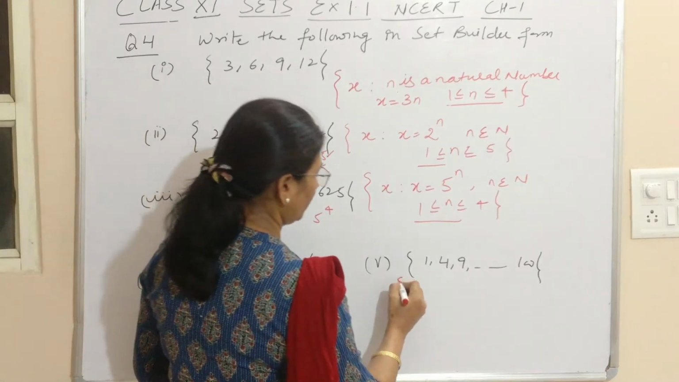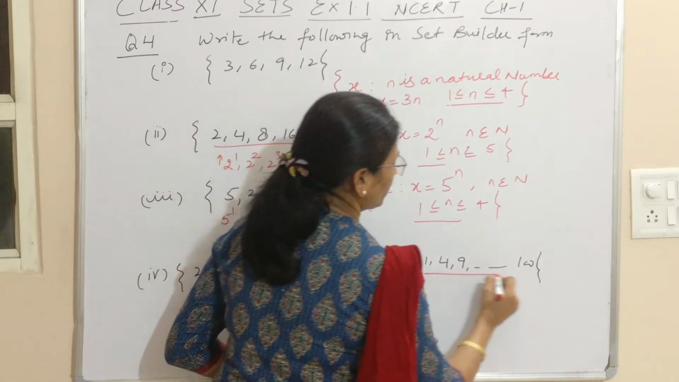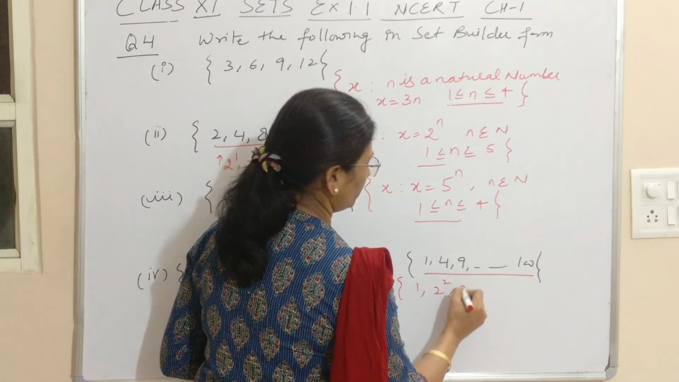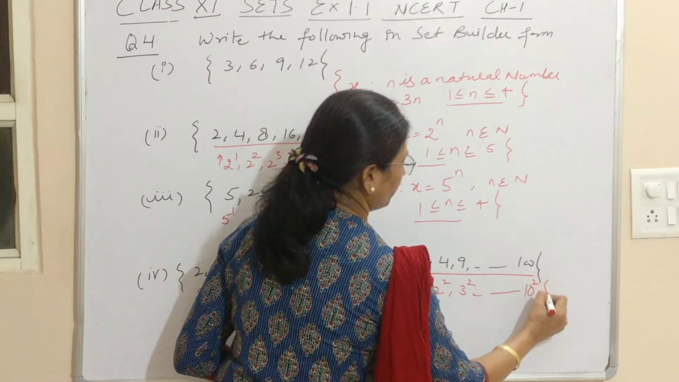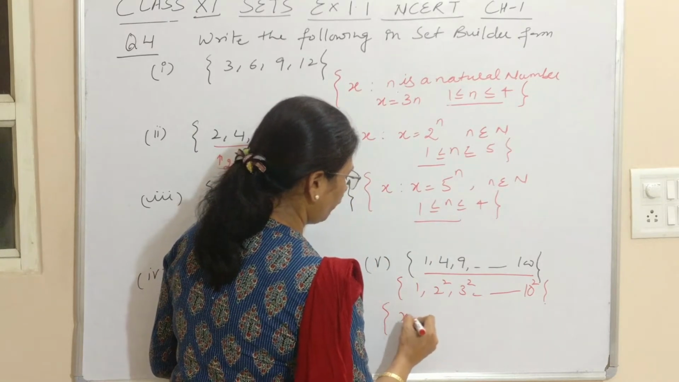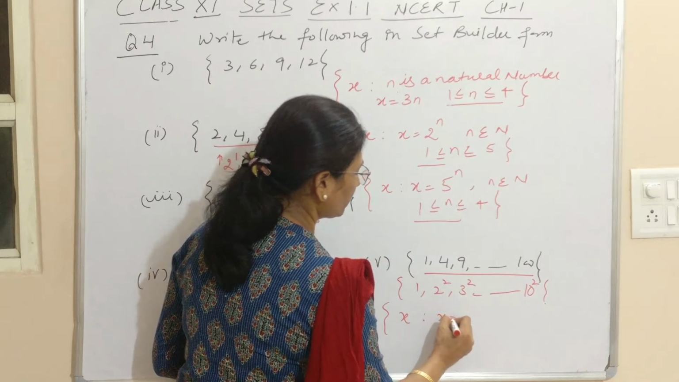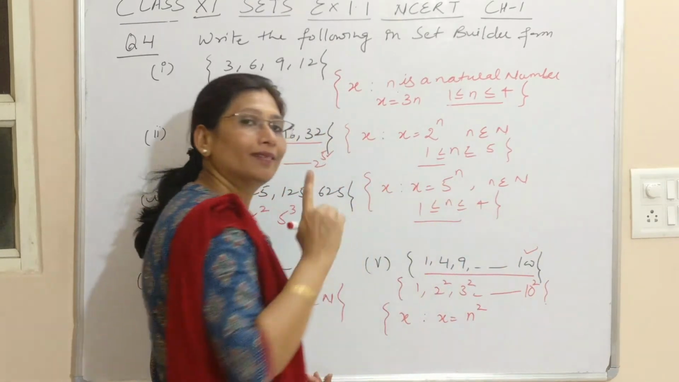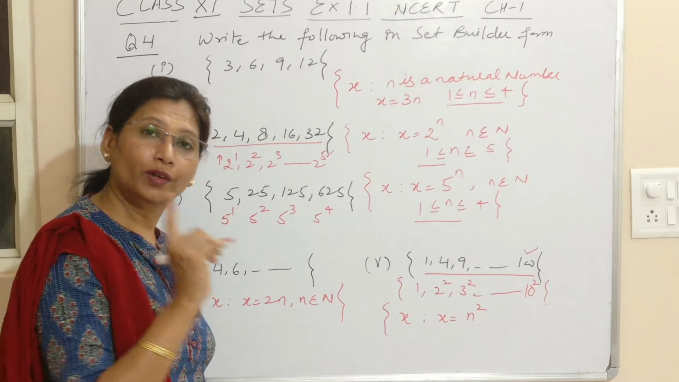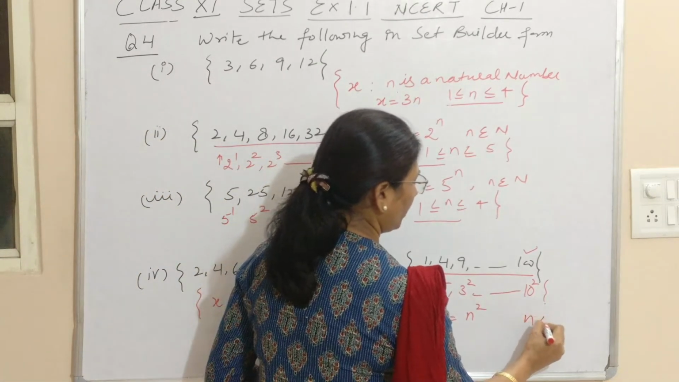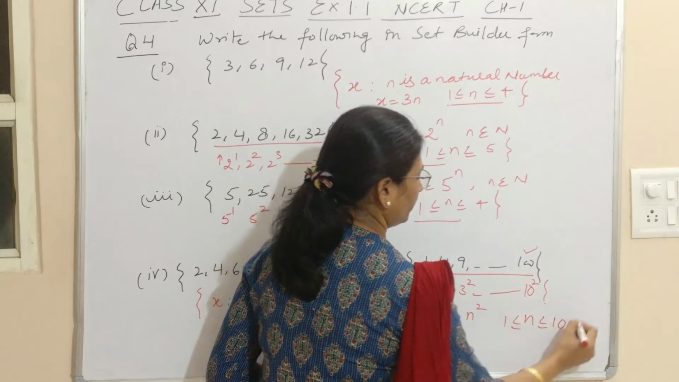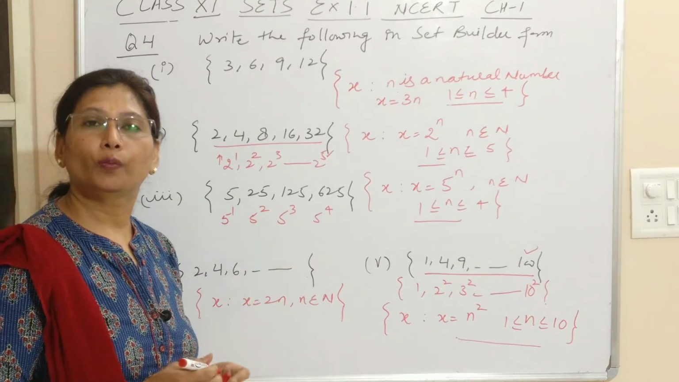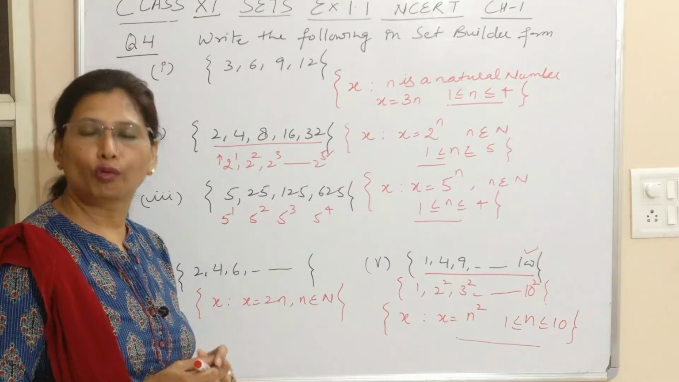So here, if you notice, these all are the squares. This is 2 square, 3 square, and the last is 10 square. So the set builder form is x such that x is equal to n square. Now here we are stopping at 100, which is the square of 10. So the value of n will lie between 1 and 10. That's it. So this way the set builder form can be written if we have been given the roster form.